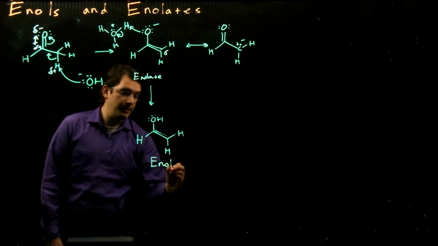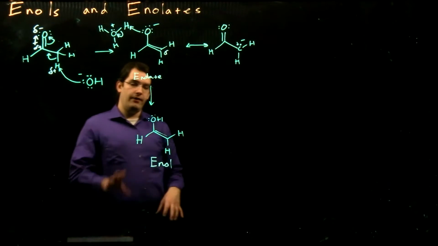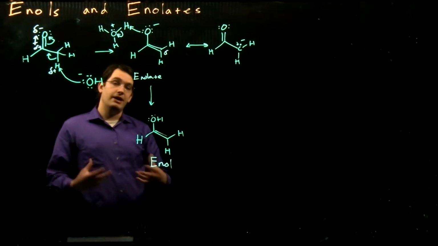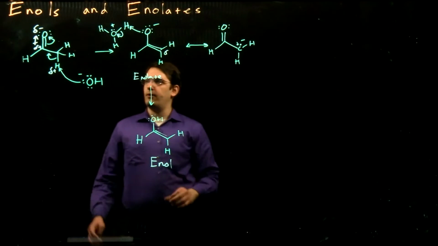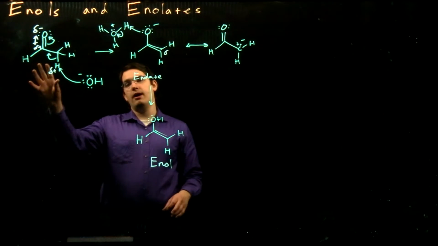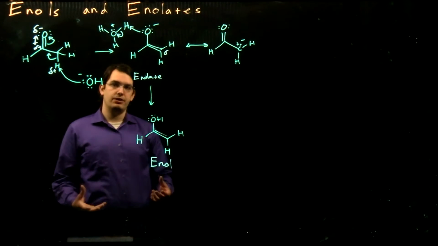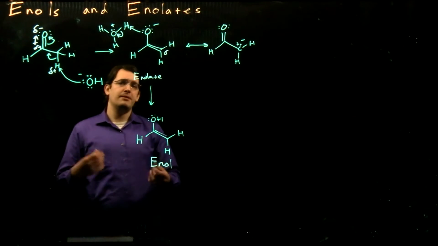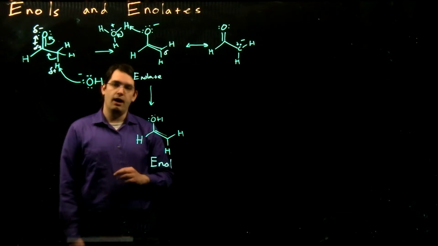Now our enol here you might recognize, so we saw enols before as the initial product of our hydration of alkynes. And then our enols, of course, can rearrange to our ketones or our aldehydes through tautomerization. So we refer to these as tautomers. Tautomers are just isomers that can easily be converted back and forth.